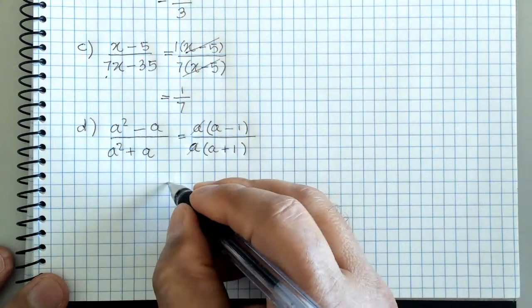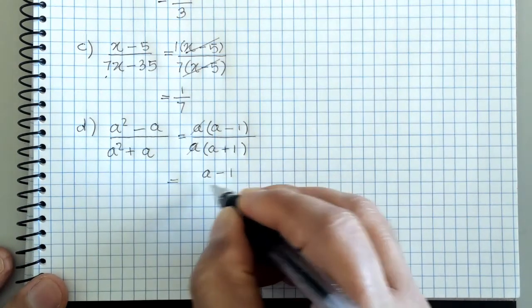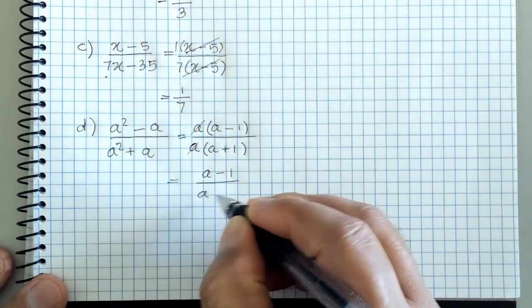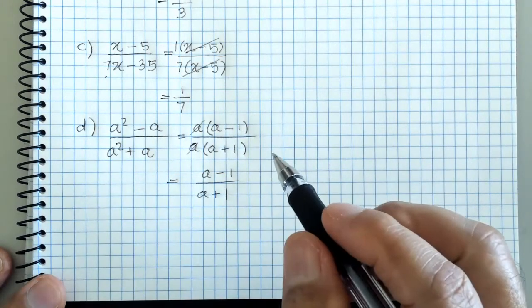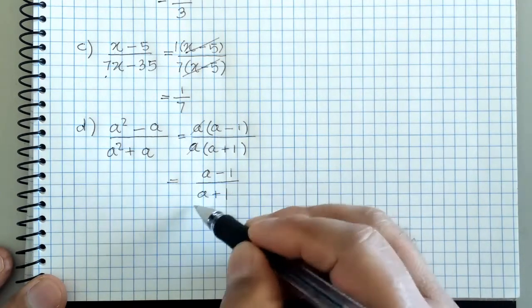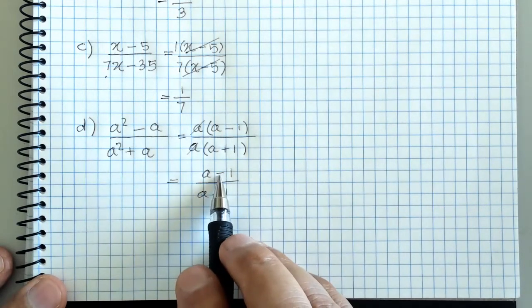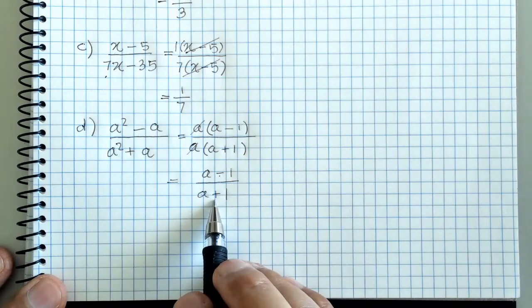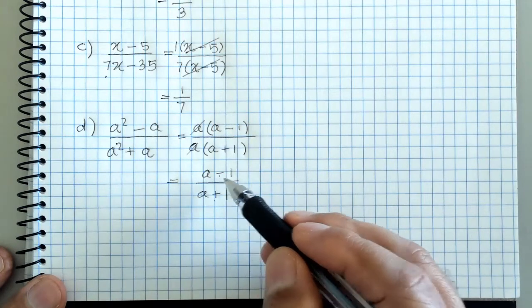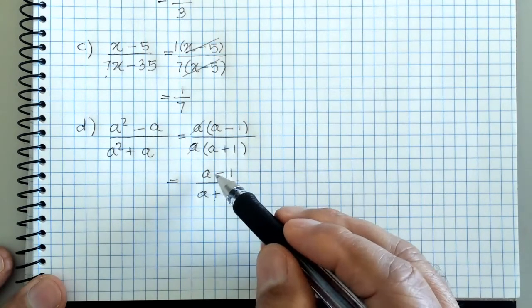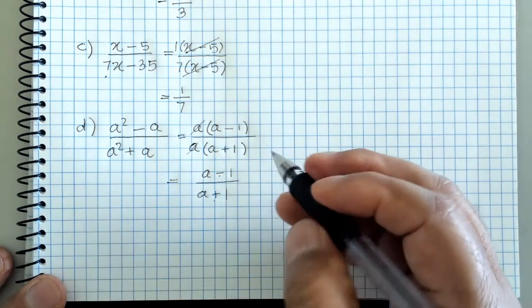So that means that the answer is going to be just a minus 1 over a plus 1, and we cannot simplify that. Don't be tempted to simplify the a's or the 1. We cannot simplify this anymore because in here we have take away and in here we have plus, so we don't have factors to simplify. You see, in here we got a, take away 1, so it's not a times 1, so these two are not factors. So we gotta be careful.